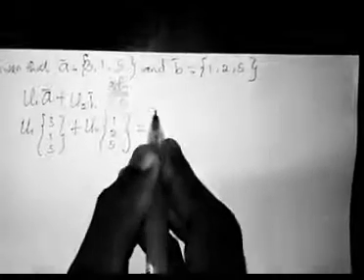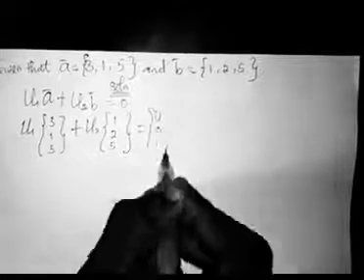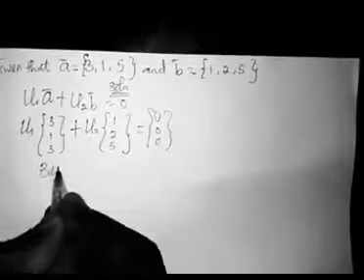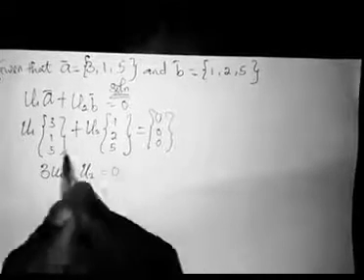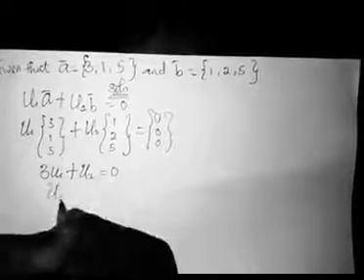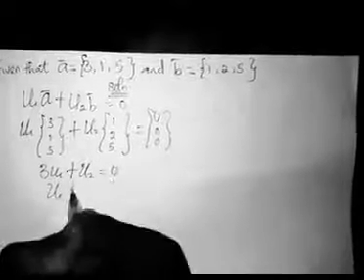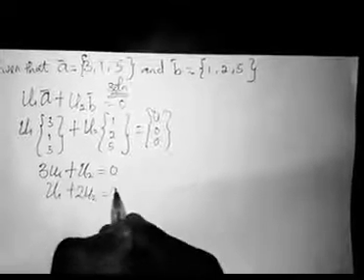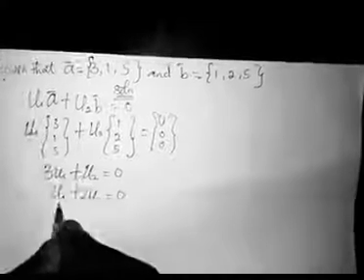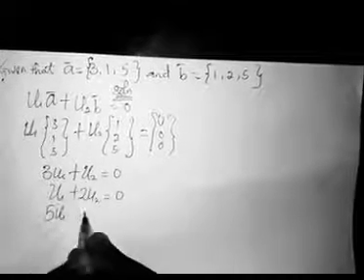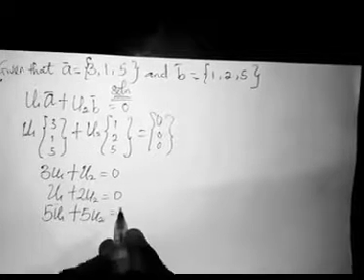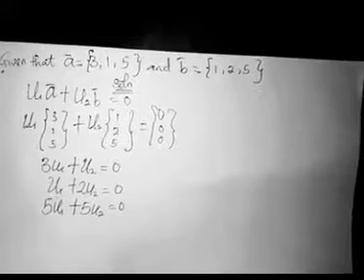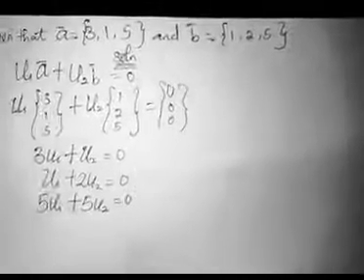So this will be 0, 0, 0, right? So you have 3U1 plus U2 times 1, U2, equals 0. U1 times 1, U1, plus U2 times 2, 2U2, equals 0. U1 times 5, 5U1, plus U2 times 5, 5U2, equals 0. So you can see that all the equations are the same. So let's just pick one and solve.